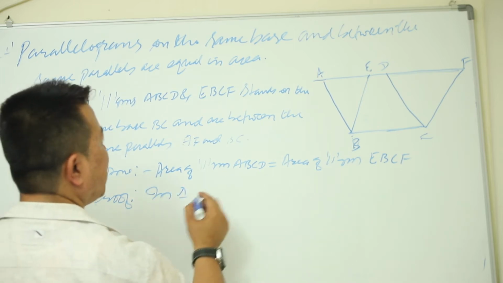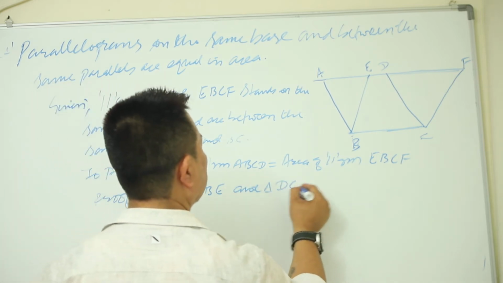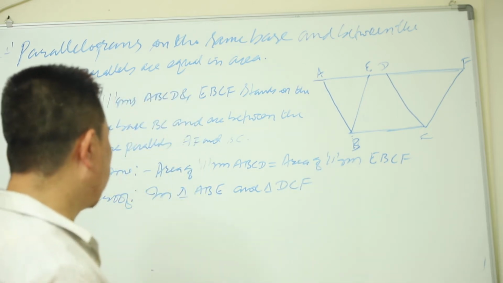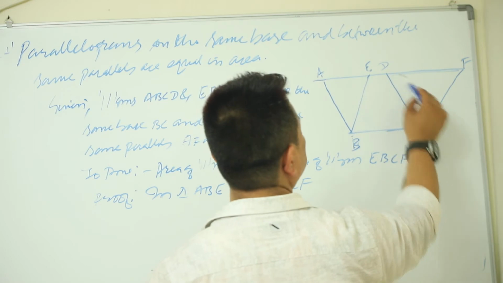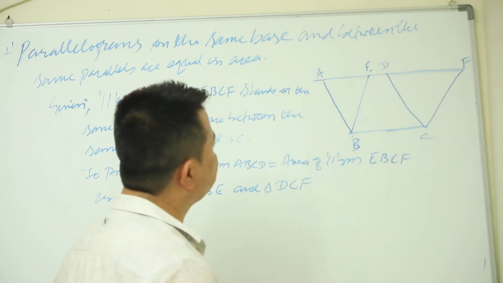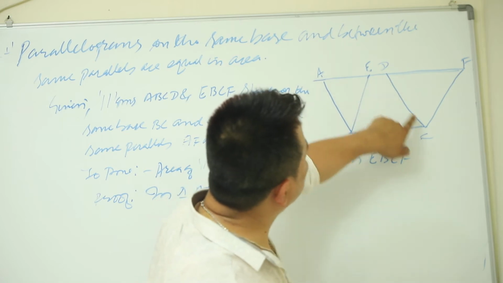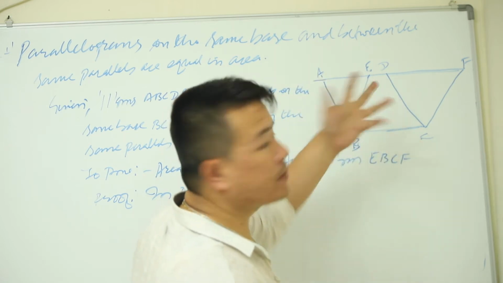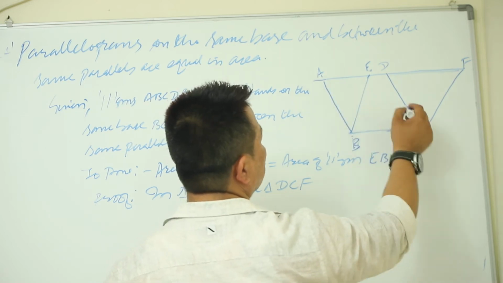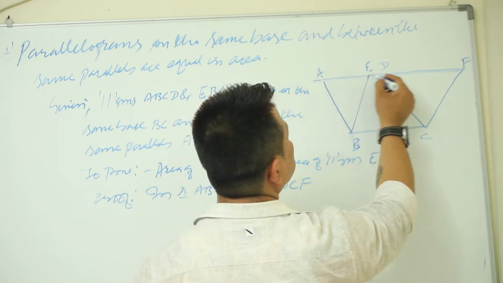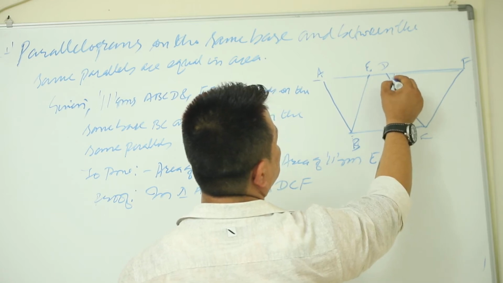In triangle ABE and triangle DCF, what can you say? In this trapezium, AB is parallel to DC. You know that because ABCD is a parallelogram; in ABCD, AB is parallel to DC. Now, since these two are parallel, if AD is a transversal, then what can you say? This angle is equal to this angle.